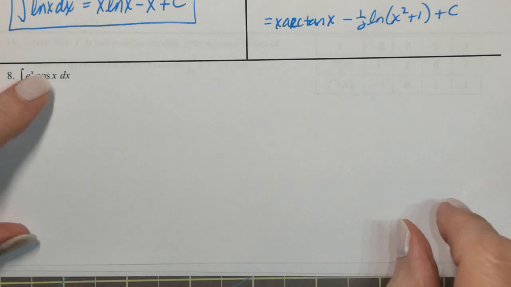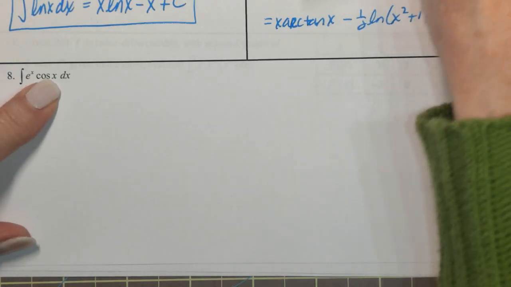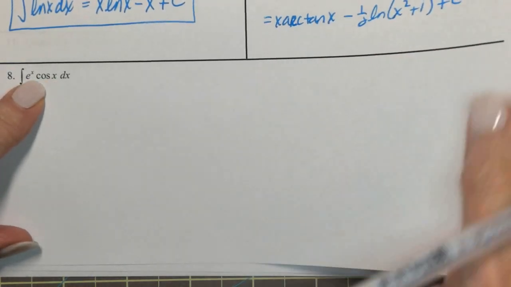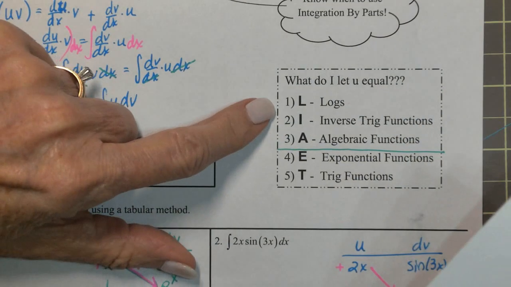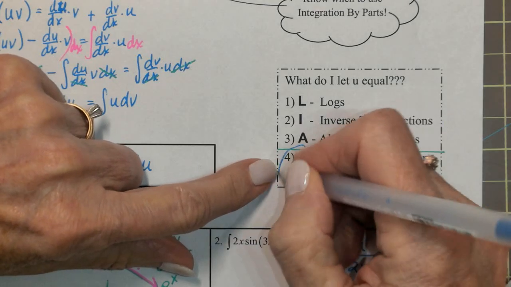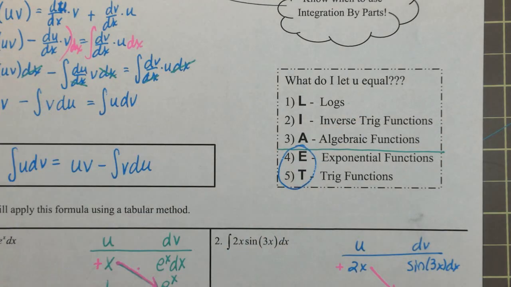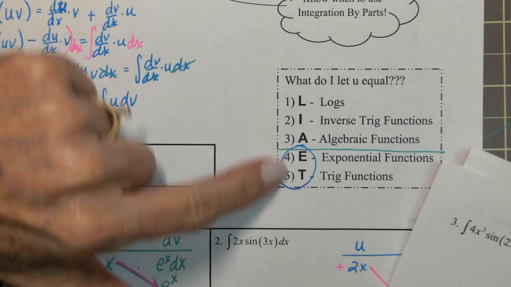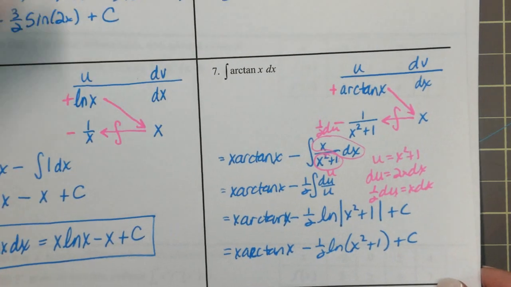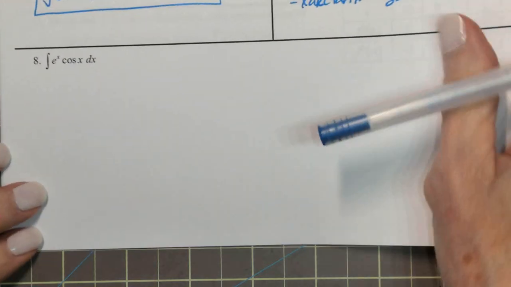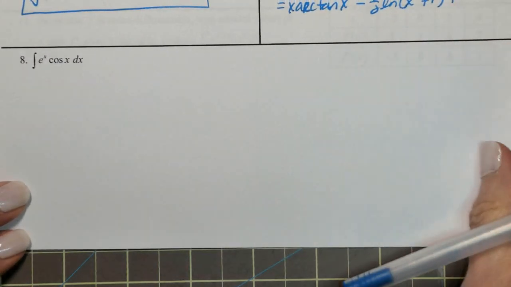e to the x times cosine x. So we have two functions, an exponential and a trig. Let me go back to this little table. Those are the last two on here, right? You get a product of those two. We have to do something a little bit special, okay? We are going to use by parts, but we're going to do it a little bit special.